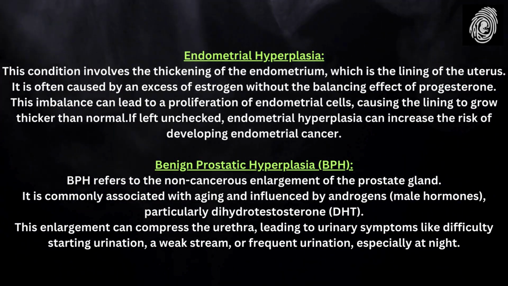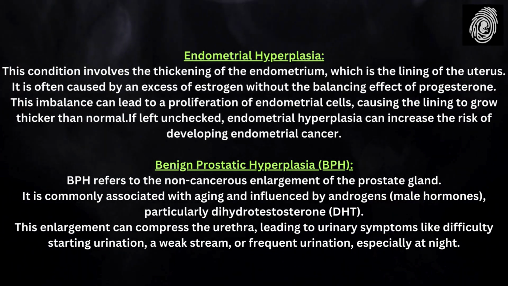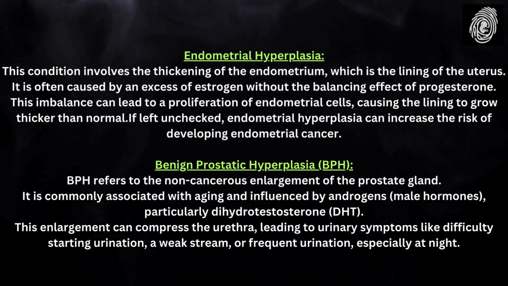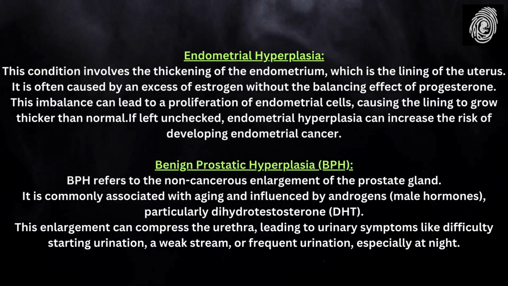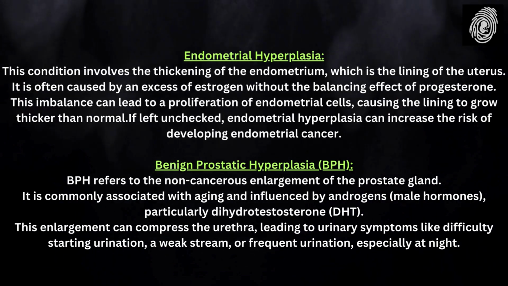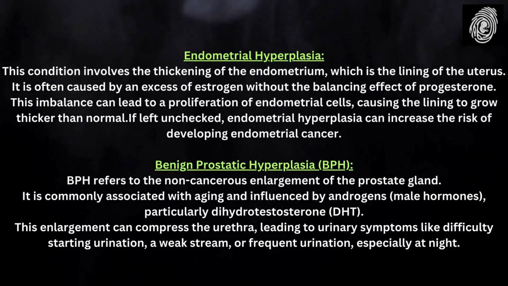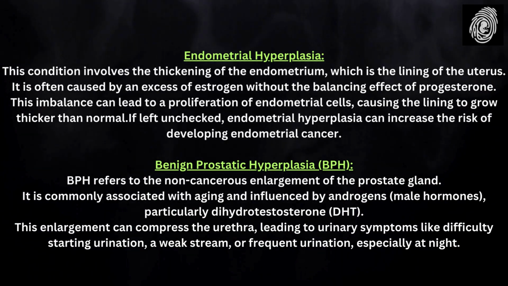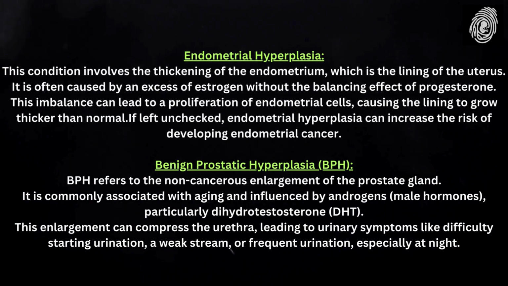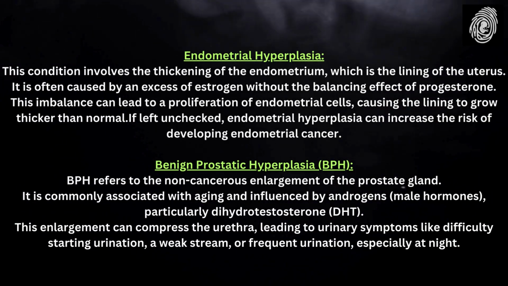Benign prostatic hyperplasia, BPH. BPH refers to the non-cancerous enlargement of the prostate gland. It is commonly associated with aging and influenced by androgens, male hormones, particularly dihydrotestosterone, DHT. This enlargement can compress the urethra, leading to urinary symptoms like difficulty starting urination, a weak stream, or frequent urination, especially at night.